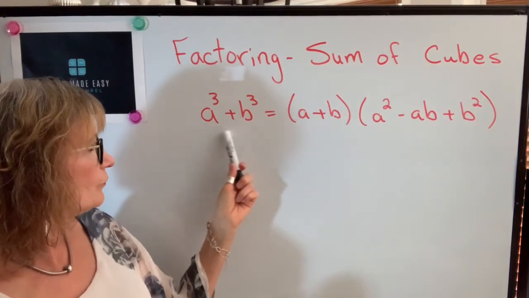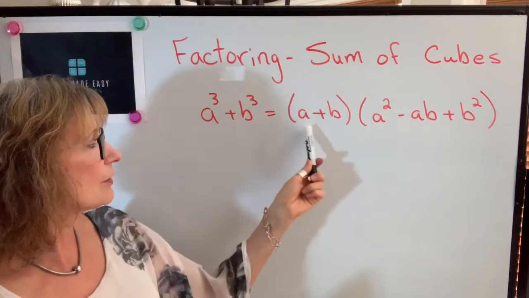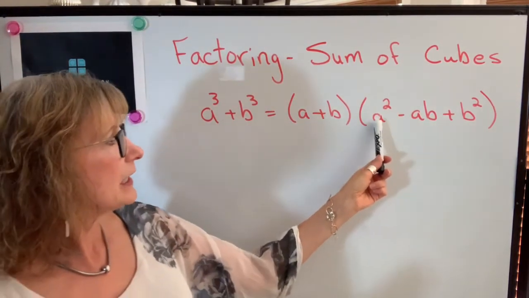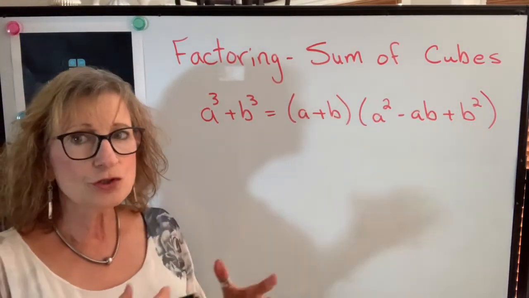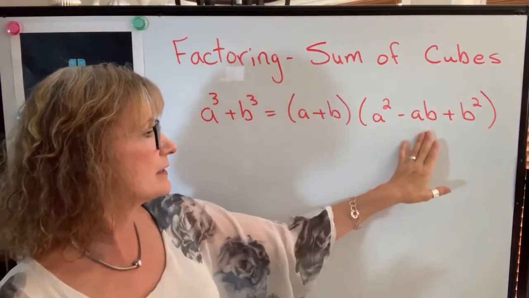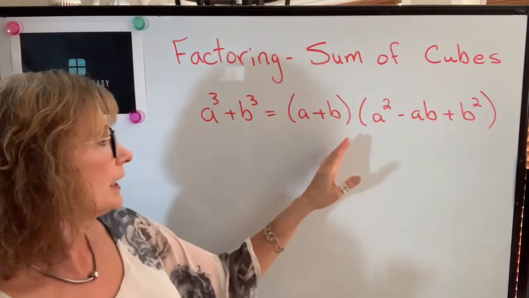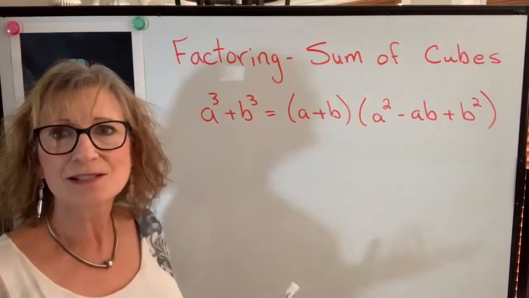If you find that you've got a sum of cubes, you'll know it's factorable. And the factors are a plus b, a squared minus ab plus b squared. I'm going to show you why those factors are correct by expanding this. We'll just do a bit of a review of multiplying polynomials, and you'll see that this actually does equal this. And then we'll look at some examples.